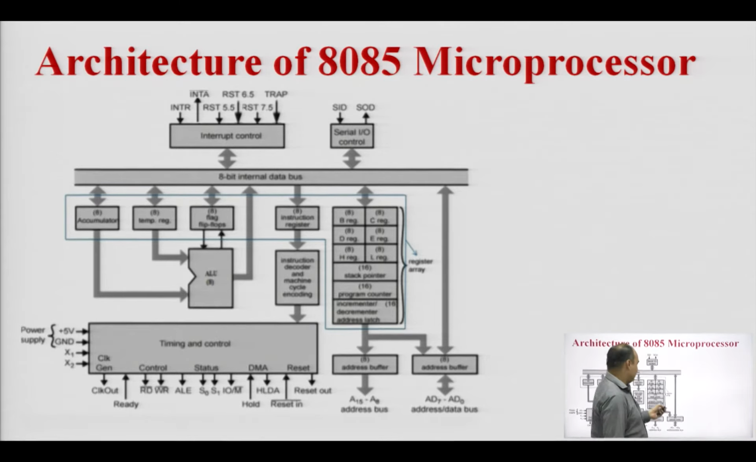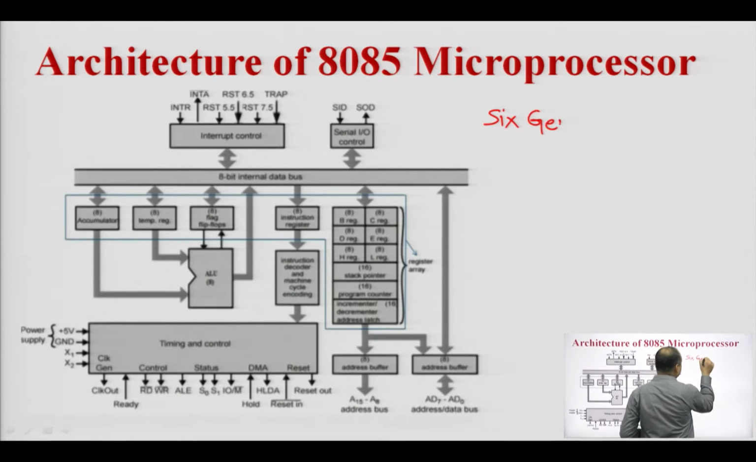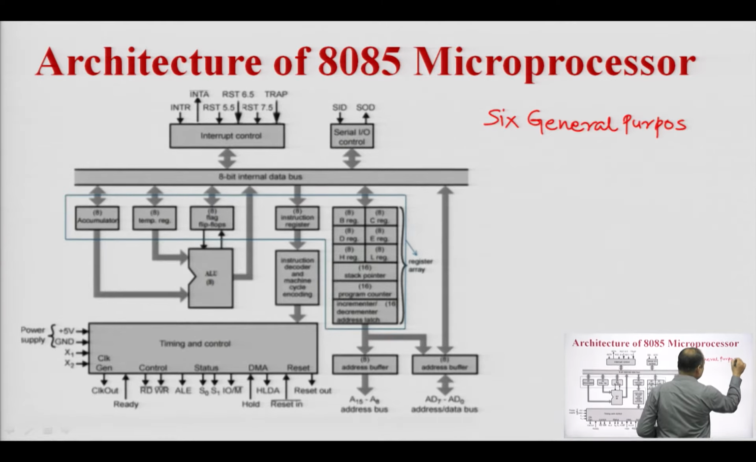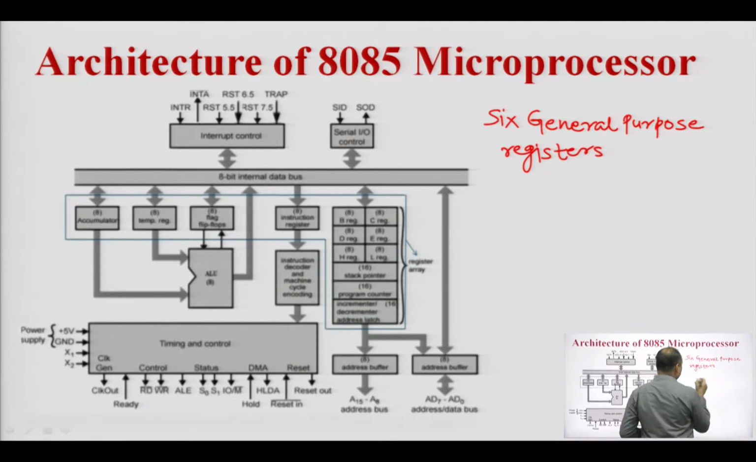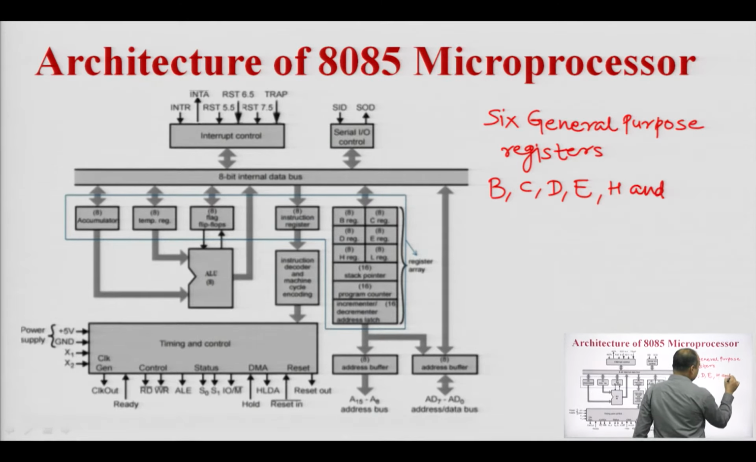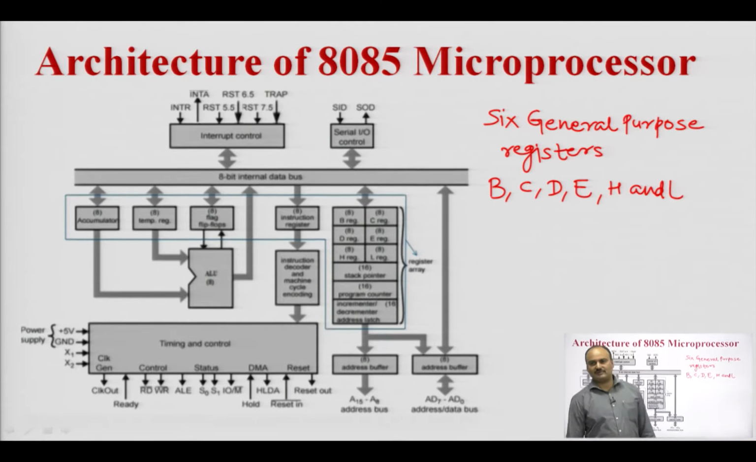So, register array will consist the general purpose register. So, in 8085 microprocessor we have 6 general purpose register. These registers are register B, register C, register D, register E, register H and register L. So, we have 6 general purpose register. Each register is an 8-bit register. 8-bit register means these registers are used to hold 8-bit data at a time.